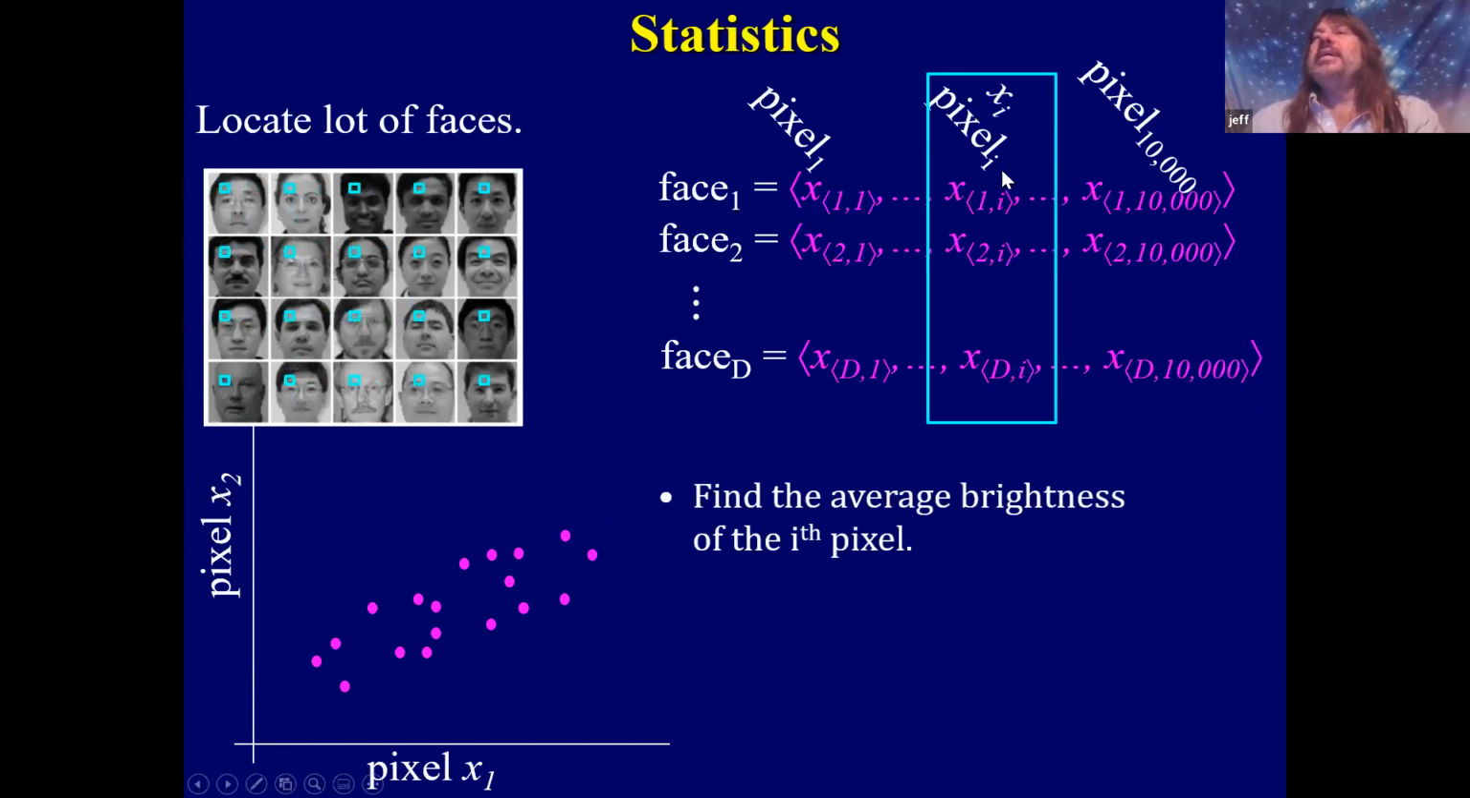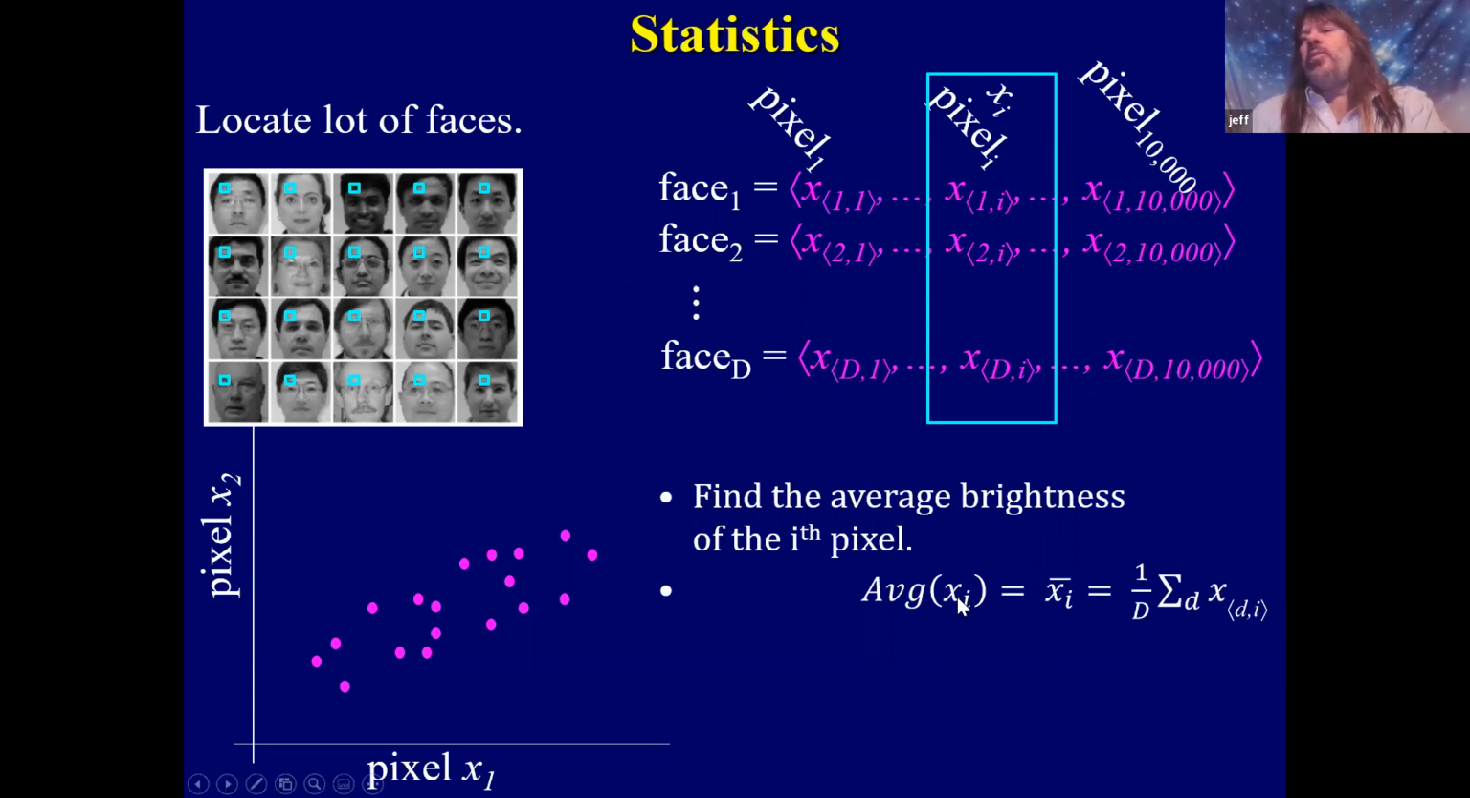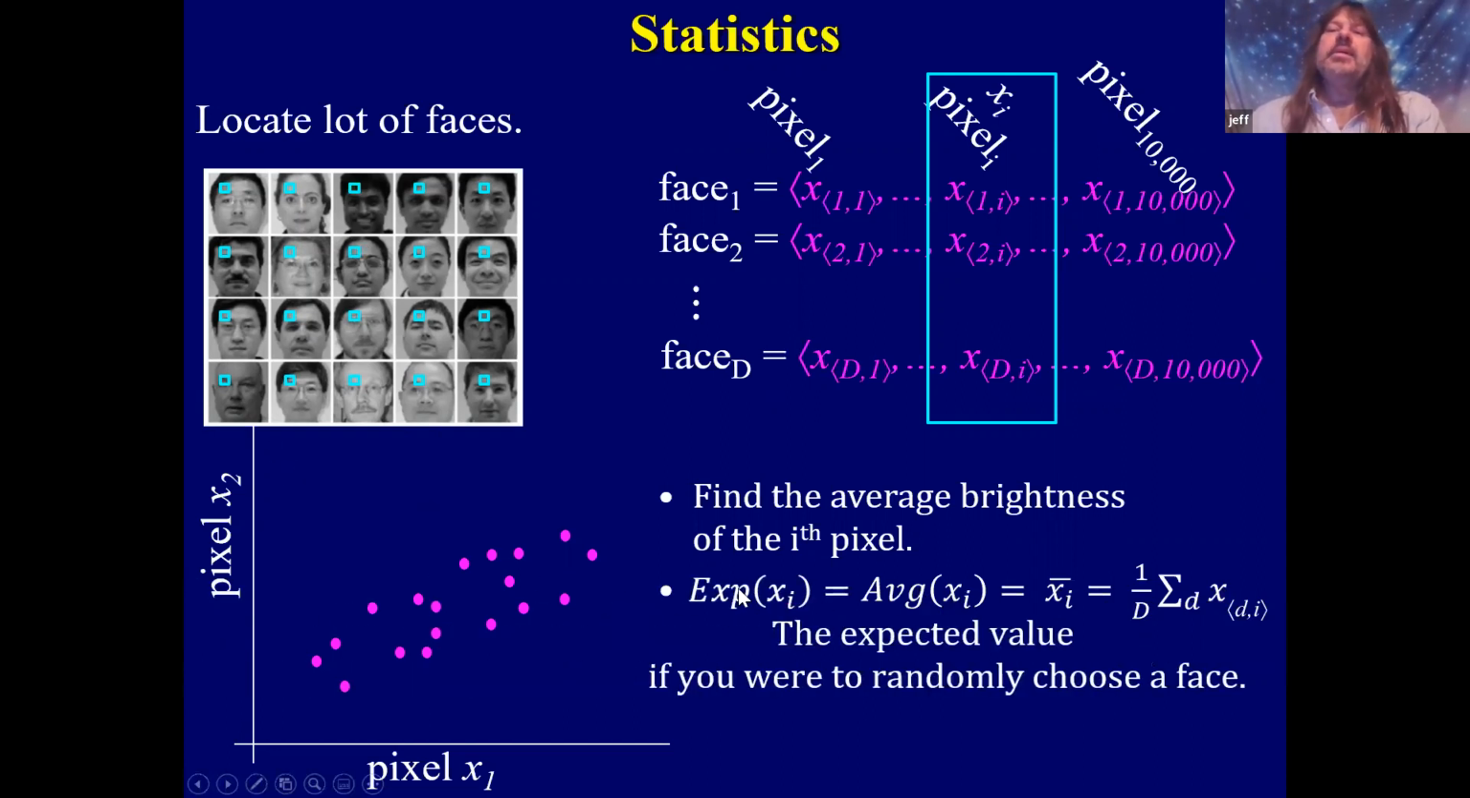Here xi is the ith pixel, right? And we can ask, what's the average brightness of the ith pixel? So we take this column, sum them all up and divide by the number of faces. Here we're summing up the brightness of all the ith pixels and asking what's the average brightness of the pixel. That's how bright that pixel is, and we're going to call that the expected value of that pixel.